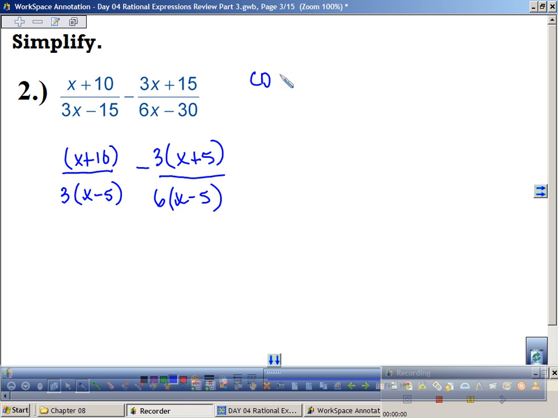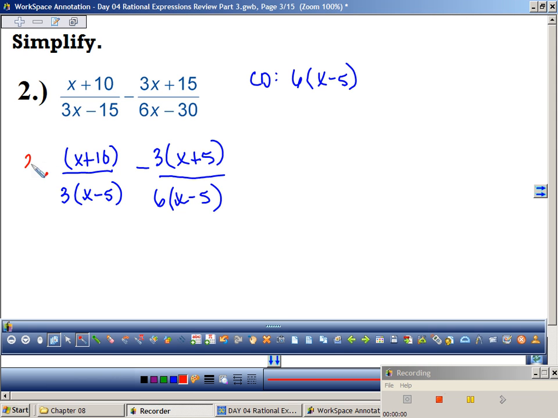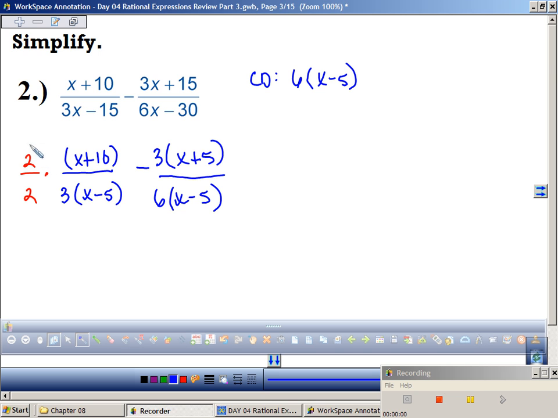All right, so what is my common denominator? 6 times x minus 5, right? Because this is really 2 times 3. So everybody's represented except, what does this guy need over here? By 2. So then I get 2 times x plus 10, 2x plus 20, all over 6 times x minus 5.